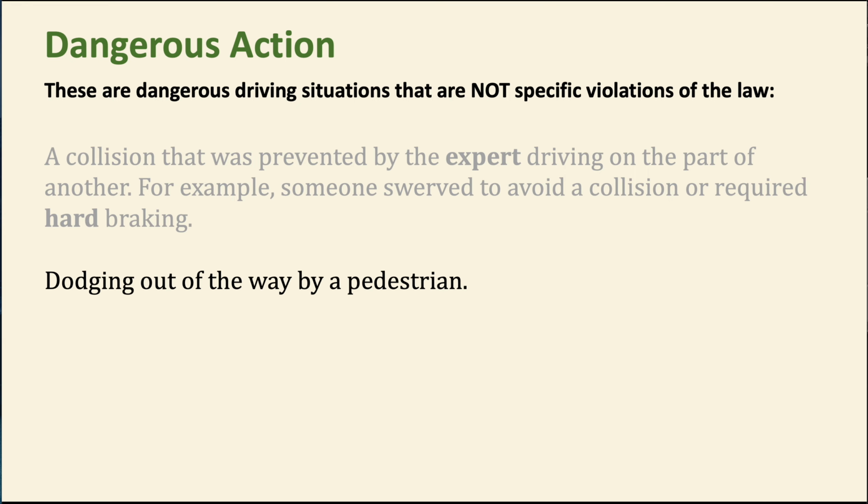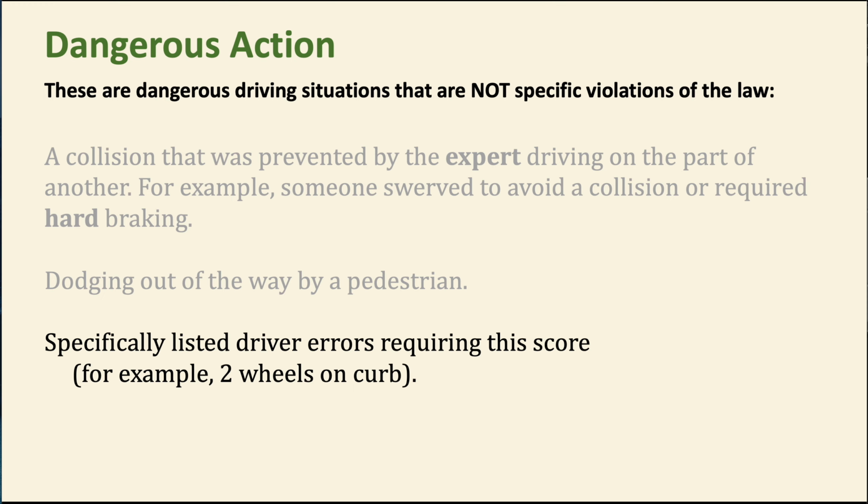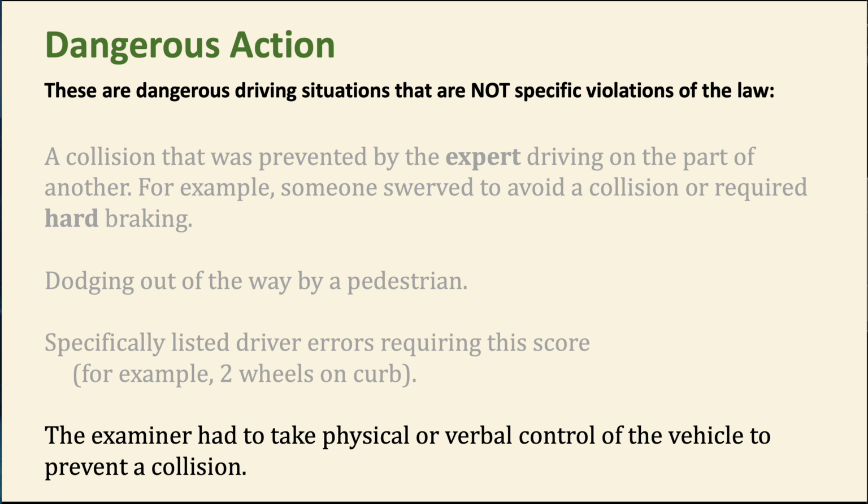Anytime a pedestrian has to dodge or jump out of the way, and things that are specifically listed driver errors requiring a score, for example, 2 wheels on the curb. Anytime you have to take physical or verbal control of the vehicle to prevent a collision. If you've got to tell them to stop the car, stop. That ends the test. That's a dangerous action. You have to say something, or if you have to grab the wheel or step on the brake or pull the emergency brake or put it in neutral, whatever you did, that's considered a dangerous action.